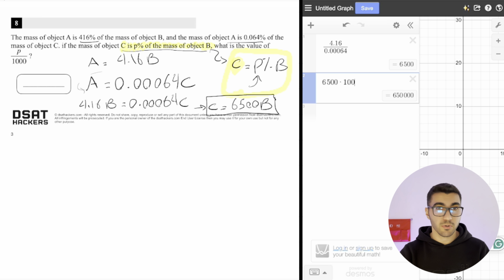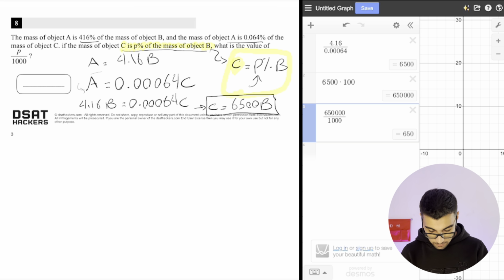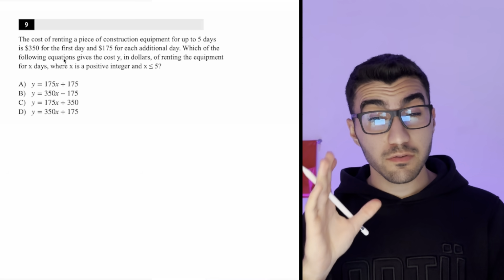But again, another tricky part, you're looking for P over 1000. So you want to divide this number, the P, by 1000. 650 is the last answer. So make sure you always check what the question is asking you. Always, after finding the value, go back to the question. I went back to the question twice. First to see that I have to convert it into a percent, and second to see that I'm looking for P over 1000, not P. Alright, this is a very tricky question.